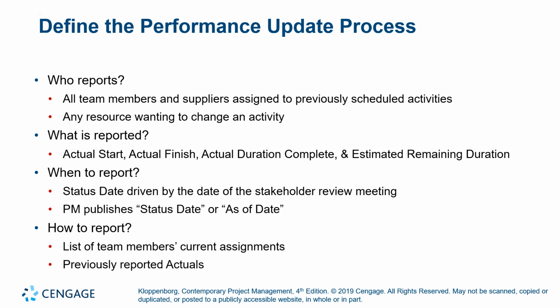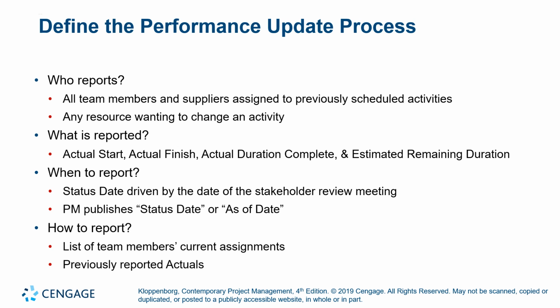And finally, this is the last slide. We want to define the performance and update process. Who reports? All team members and suppliers assigned to previously scheduled activities, and any resource wanting to change an activity. That's who we will report. What is reported? Actual starts, actual finish dates, actual duration completed, and estimated remaining duration. These are some of the things that are reported from a performance standpoint.